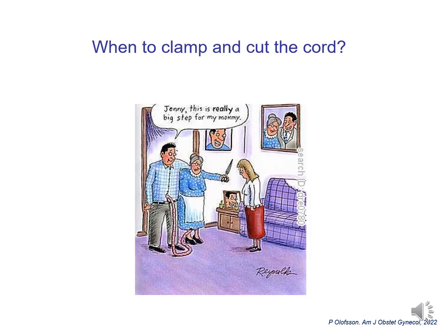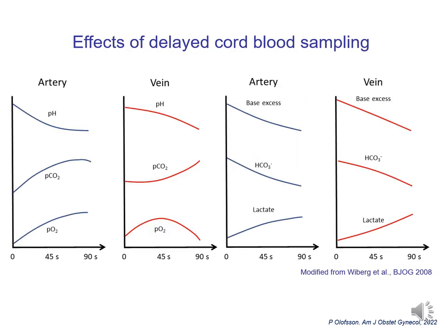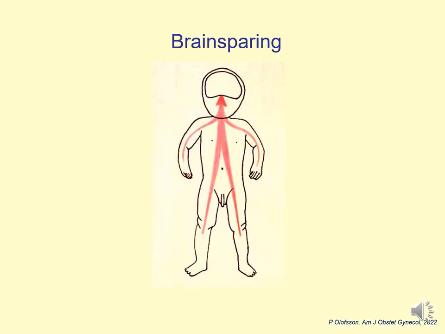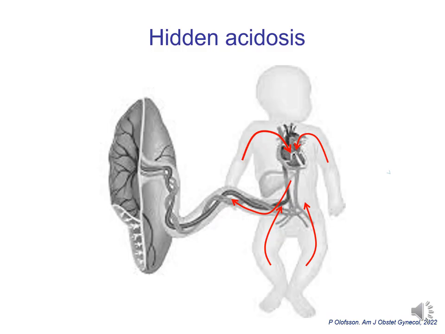Delayed cord clamping allows transfusion of blood from the placenta to the baby, which has beneficial effects on hemoglobin and iron stores in the infant. However, delayed cord clamping and blood sampling will distort blood gas values towards acidity and occasionally result in a false diagnosis of acidosis. That is an effect of the centralized circulation during labor, giving priority to vital organs. Acidic metabolites are then accumulated in the hypoperfused peripheral tissues.